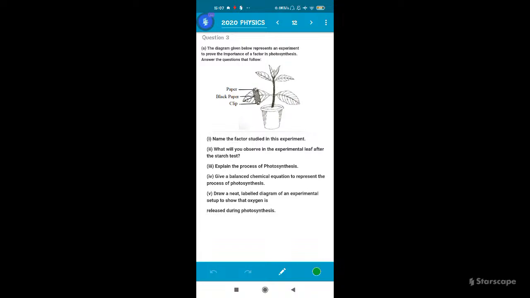So as we can see that a leaf has been covered with a black paper, and it's quite understandable that the factor is the presence of sunlight. So the presence of sunlight will be the first factor which is being studied in the experiment.